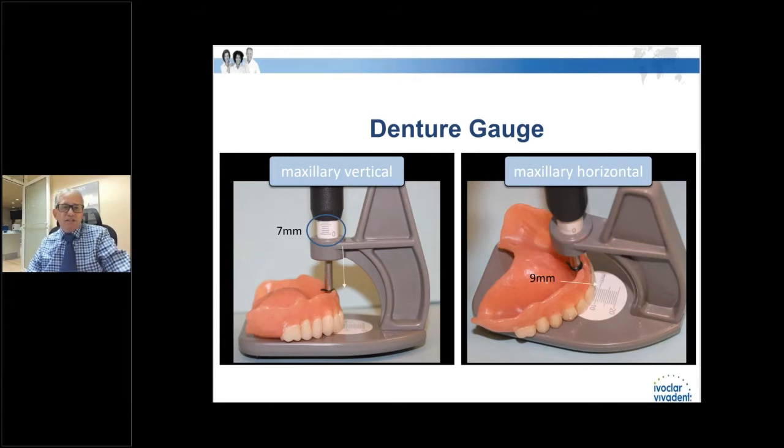So I would measure that existing denture and get the vertical, and then while I have this on the incisive papilla, I'll also look to the labial.